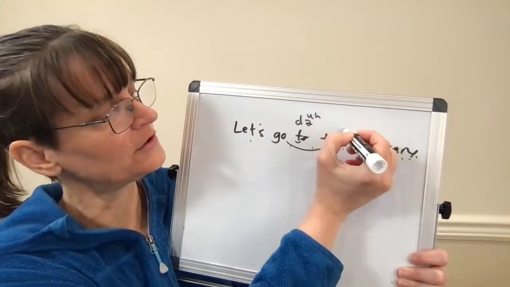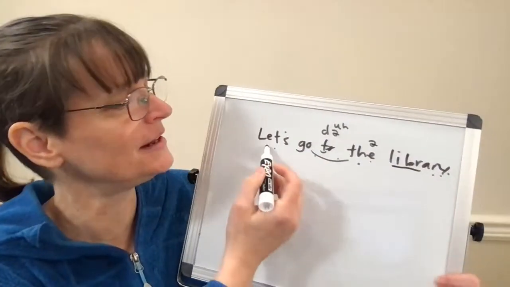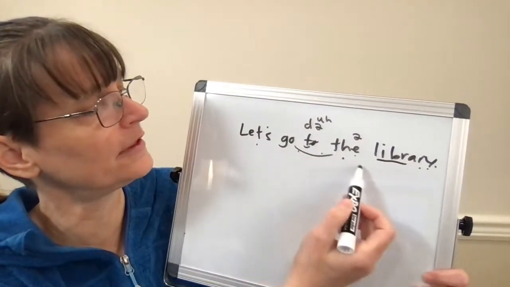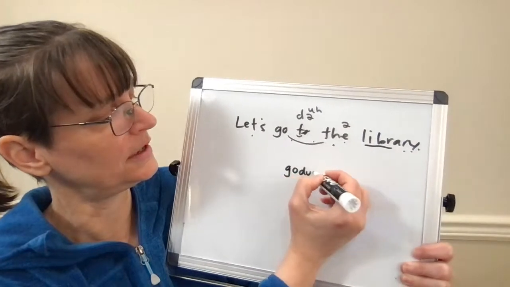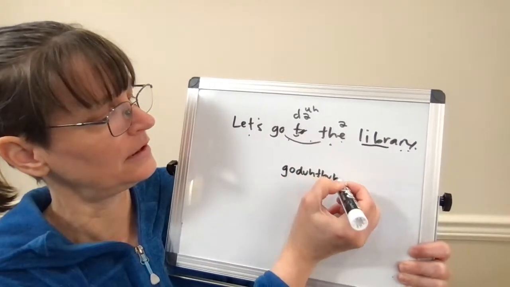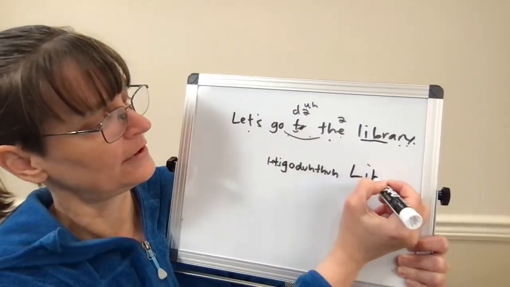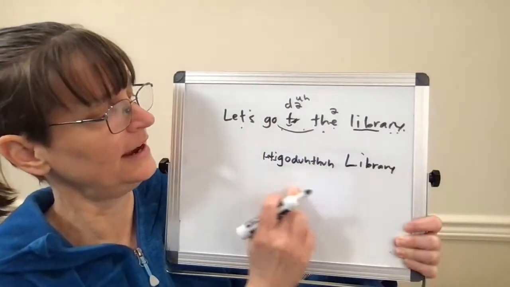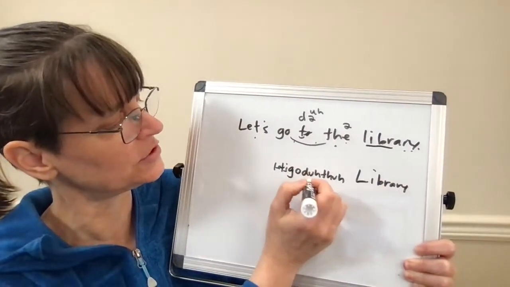Here's a schwa, another schwa in the. That's the most common word in English. Another reason schwa is so common. Let's go to the library, go to the. So if I were to rewrite that, go to the, let's go to the library. You can hear how that's how I can get fluent, and there's lots of schwas there.